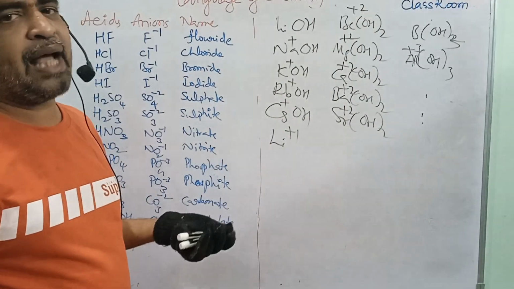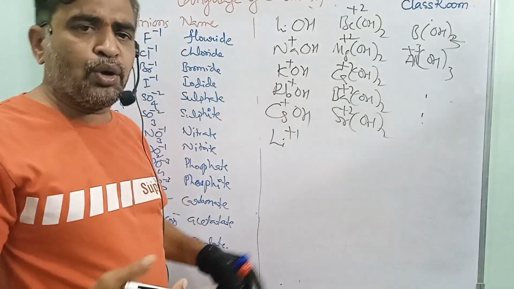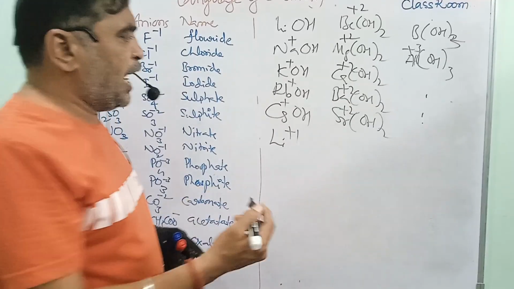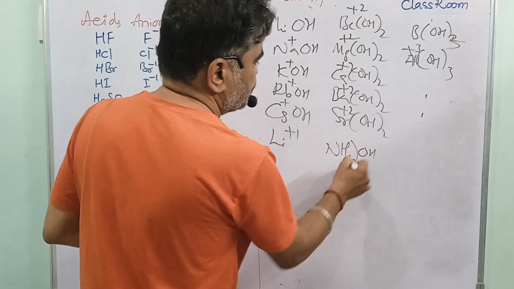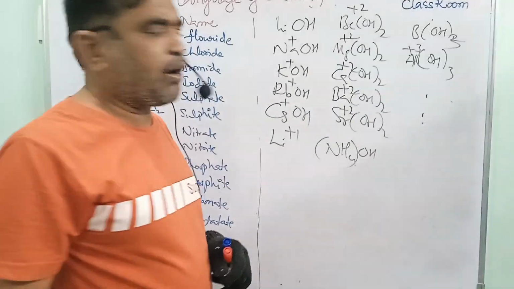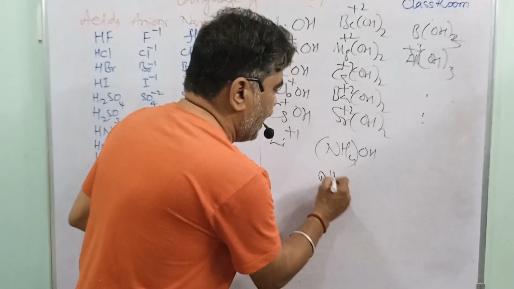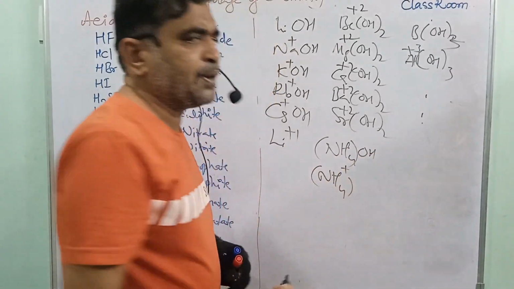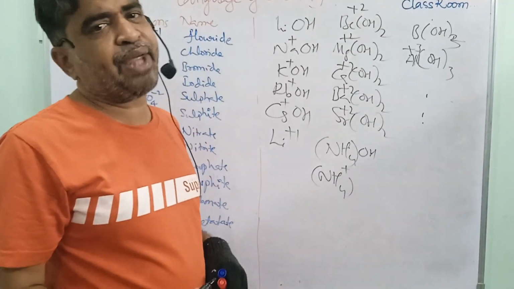And the cations have the same names. Lithium itself is lithium only. Sodium, potassium, rubidium, cesium, francium. And one more base you have is ammonium hydroxide, NH4OH. In ammonium hydroxide, besides the OH group, the remaining is NH4, and NH4 has one OH, so it has one positive charge. That is called ammonium. It is called the ammonium cation.